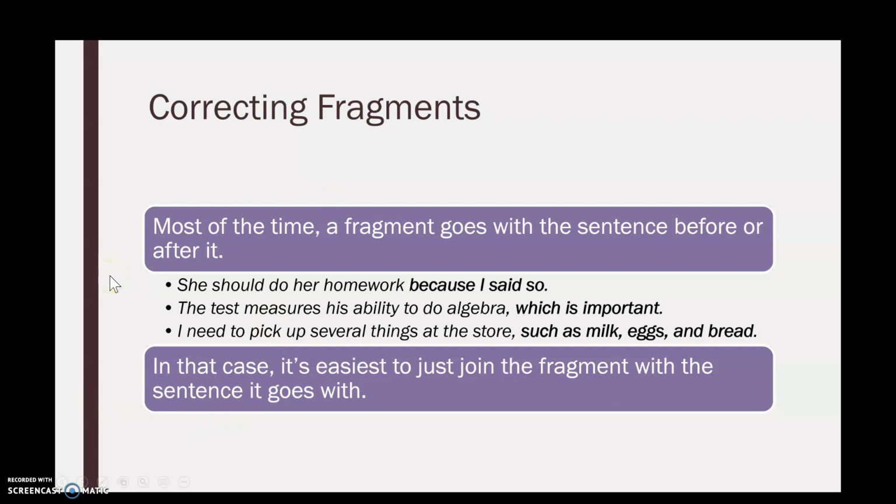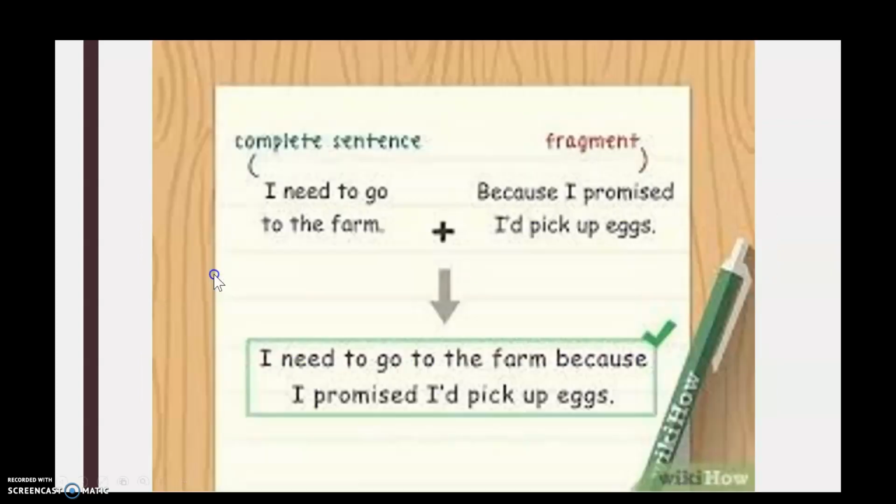Sometimes a fragment will basically be an introductory element or the dependent clause that comes before the independent clause. "Because I needed milk, I went to the store." A lot of students will treat "because I needed milk" like a sentence. They'll put a period when it should be a comma. So watch out for that. If it's a dependent clause before an independent clause, then it's a comma, not a period.